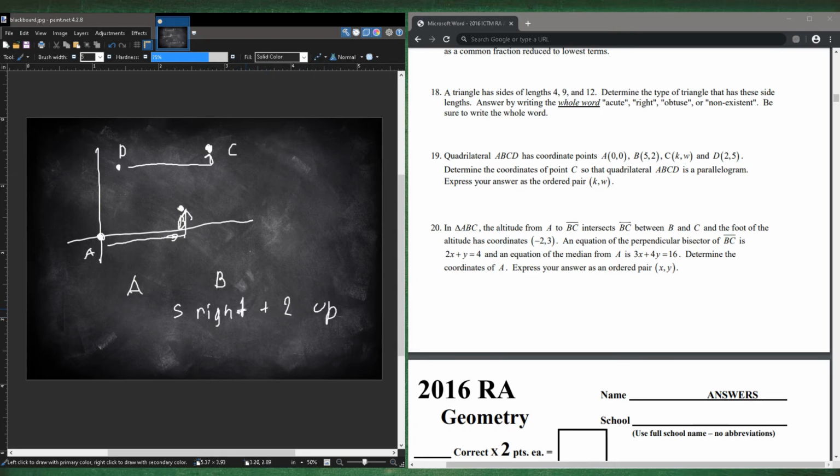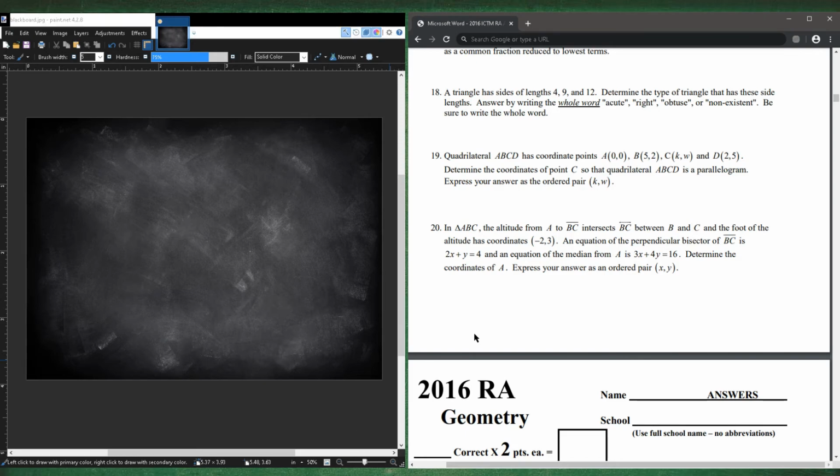Okay, so that means to get from D to C, you have to add 5 right and 2 up. So D is at 2 comma 5. So 5 to the right, 2 plus 5 is 7. And 2 up, so 5 plus 2 is 7. So the coordinate of C is equal to 7, 7. 7 comma 7.